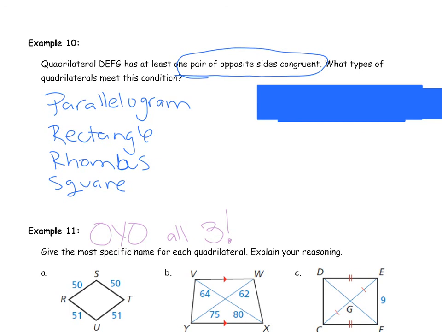And there's actually one more. The trapezoid breaks down further to an isosceles trapezoid, which then, yes, justifies the rule of one pair of opposite sides being congruent. So the isosceles trapezoid would be our final answer. So there are 5 quadrilaterals that meet that one condition.